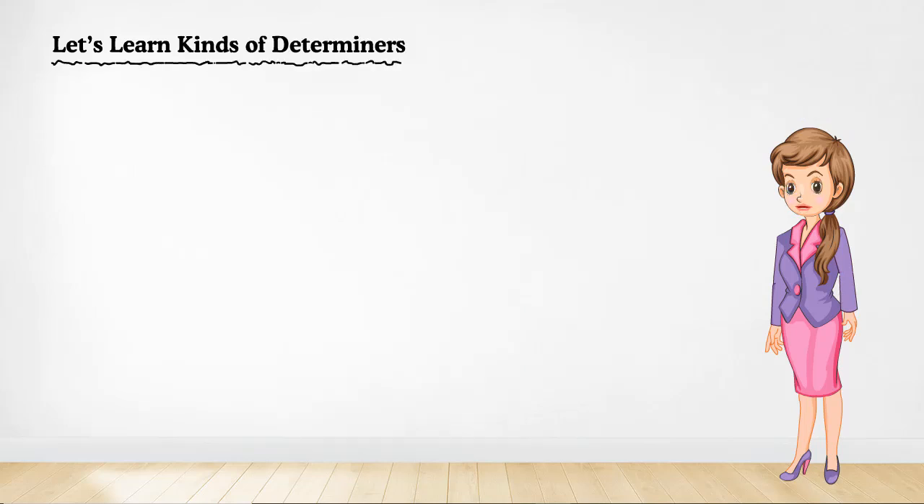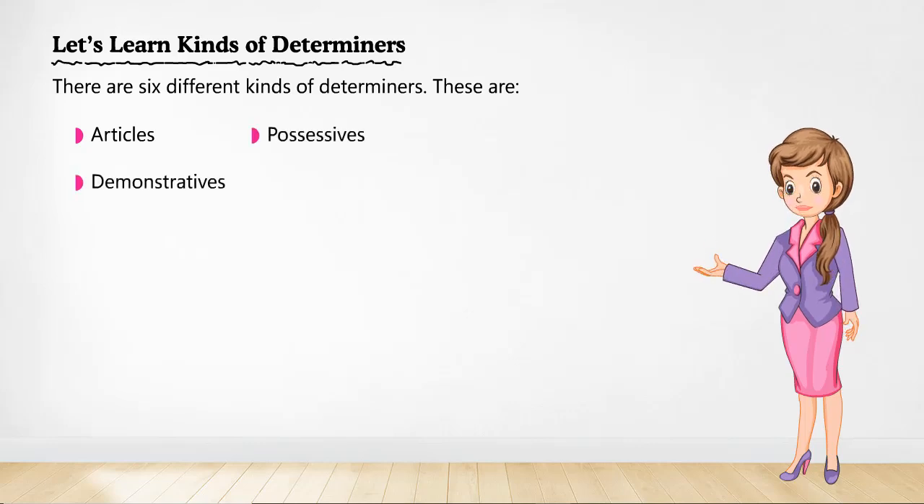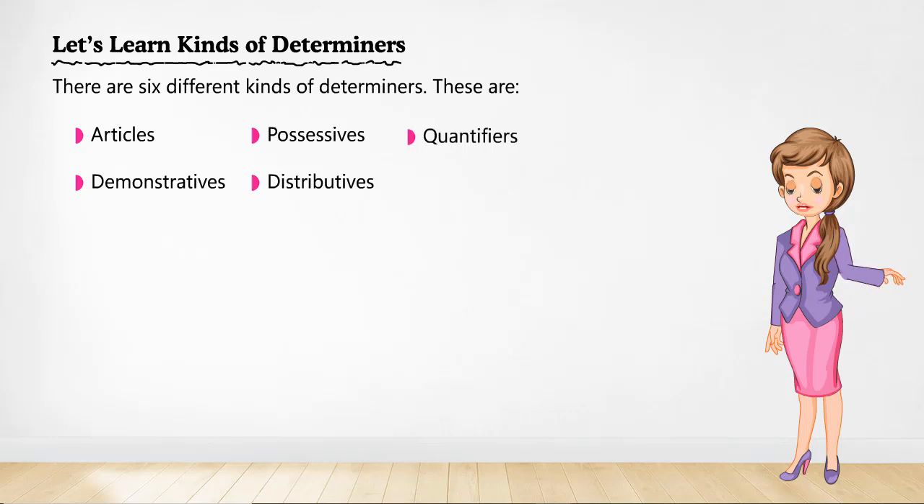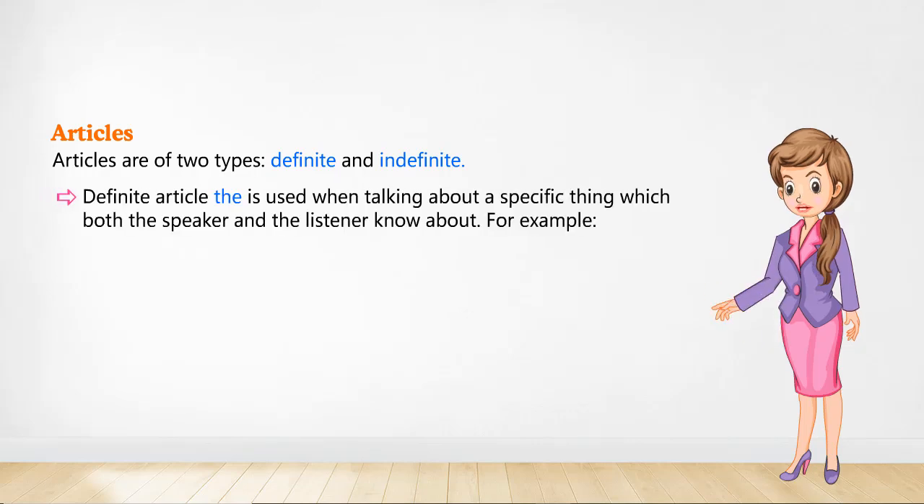Let's learn kinds of determiners. There are 6 different kinds of determiners. These are articles, demonstratives, possessives, distributives, quantifiers, interrogatives. Articles. Articles are of 2 types, definite and indefinite. Definite article the is used when talking about a specific thing which both the speaker and the listener know about.